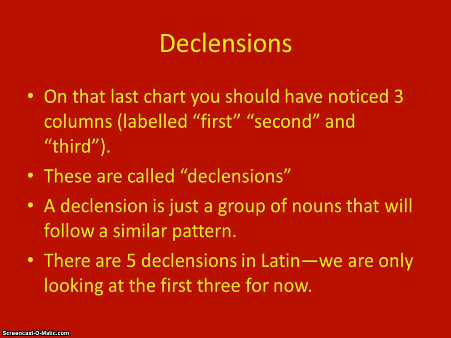Latin overall has 5 declensions, but right now we're only going to look at 1, 2, and 3. Okay, the next thing we need to talk about is a stem. You noticed on that chart that they all had a dash in front of them. Those are endings. They have to get added to something. What do they get added to? Well, they get added to a stem.